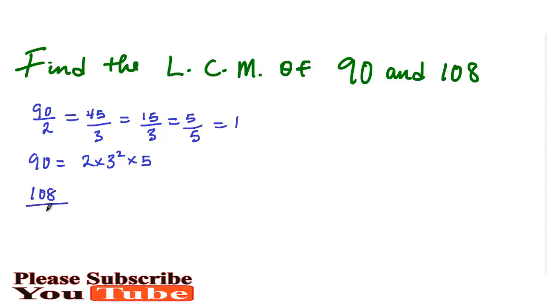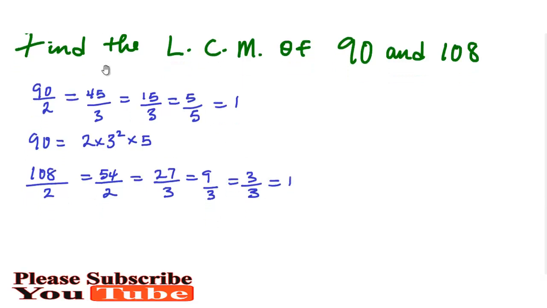So for 108, 108 divided by 2 will give us 54, right? Then 54 divided by 2 gives us 27. 27 divided by 3 gives us 9. 9 divided by 3 gives us 3. 3 divided by 3 gives us 1. So in that case, 108 can be written as 2 raised to power 2 times 3 raised to power 3.